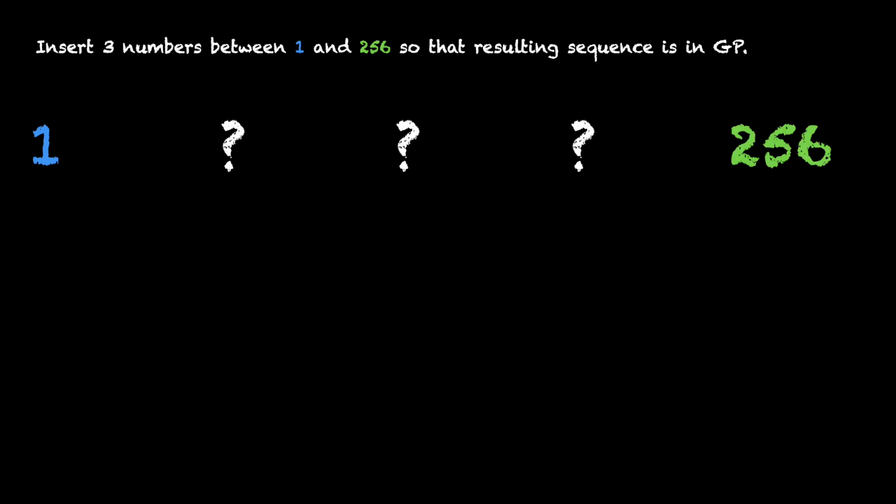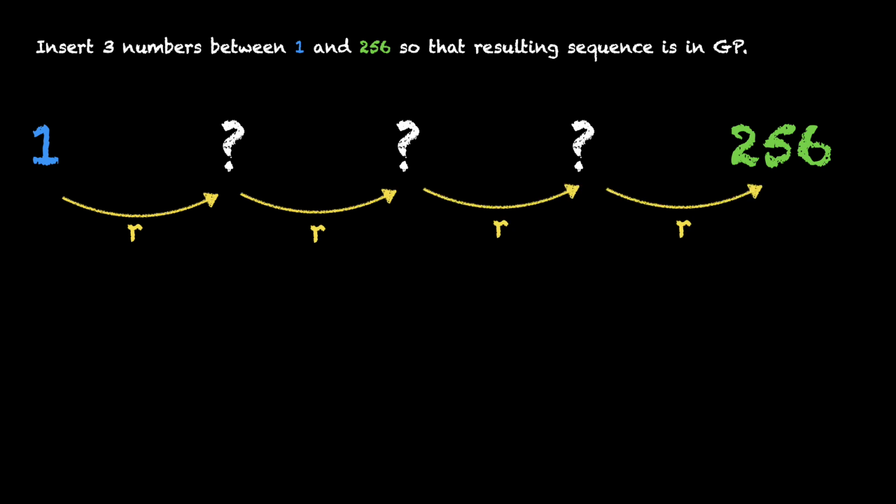Let's see how many jumps we have. We have the first one. This is R. Multiply 1 by the common ratio will give us the second term. Doing the same thing will give us the third, then fourth, and then fifth. Now, how many times do we have to multiply 1 by R to get to 256? That's 1, 2, 3, 4, 4 times. So this means 256 is equal to 1 times R to the power 4.